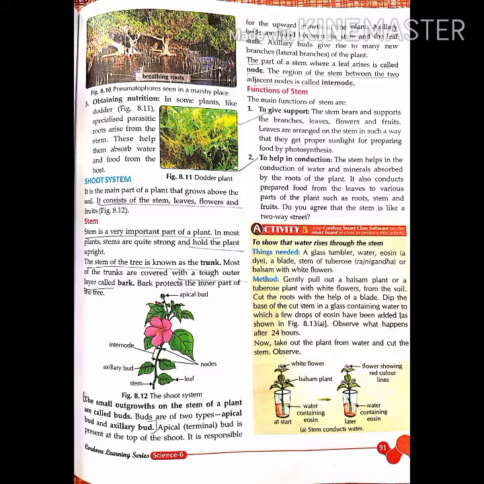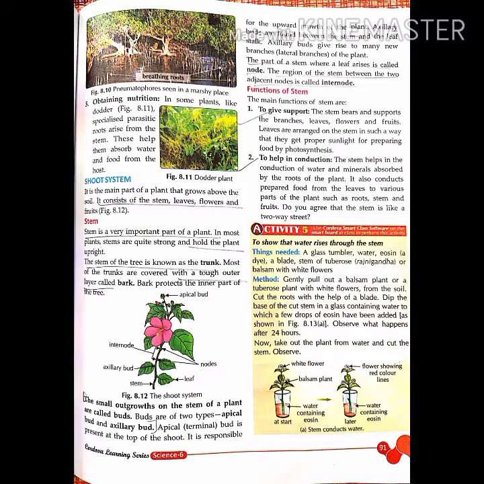Okay students, the small outgrowth in the stem of the plant is called a bud, कली जिसको हिंदी में बोलते हैं. These buds are of two types, apical bud and axillary bud. Apical bud, the terminal bud, is present at the top of the shoot. It is responsible for the upward growth of the plant. And the axillary bud is found between the stem and the leaves of the stalk.